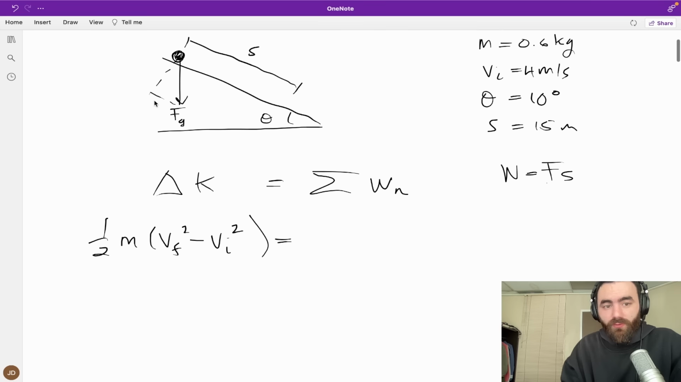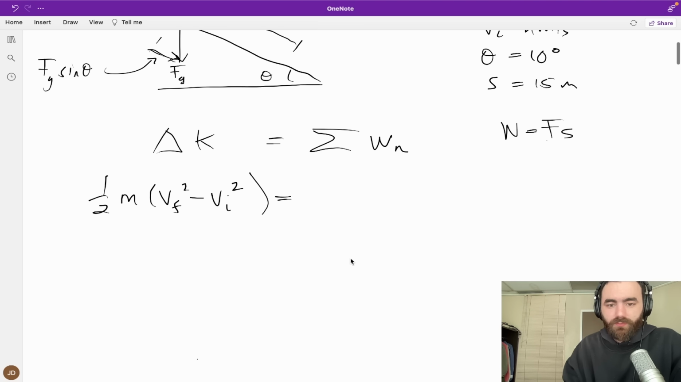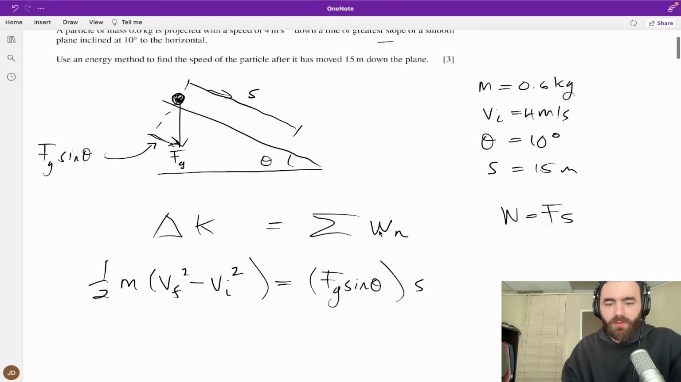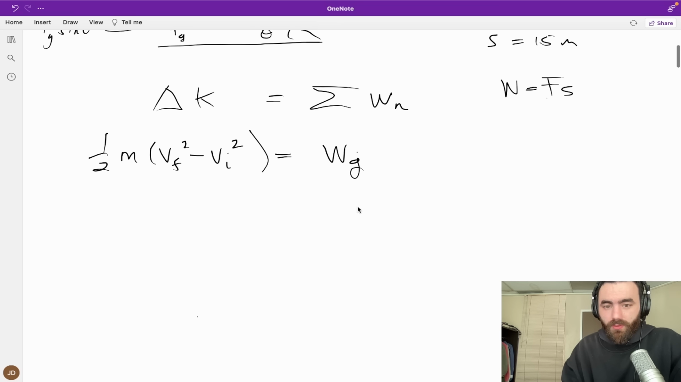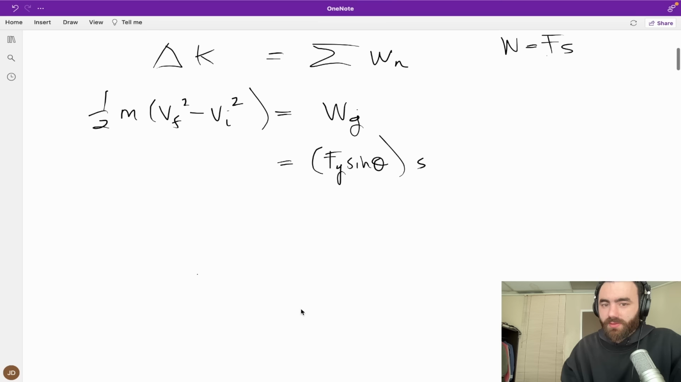And this is going to be positive, right? Because it's acting in the same direction as our displacement, or as the motion of our object. So it's going to be Fg sine theta, our force down the slope, times our distance moved, or our displacement, and it's positive. I guess you could start off by saying, this is the work done by the gravitational force acting down the slope. This is going to equal Fg sine theta times s.